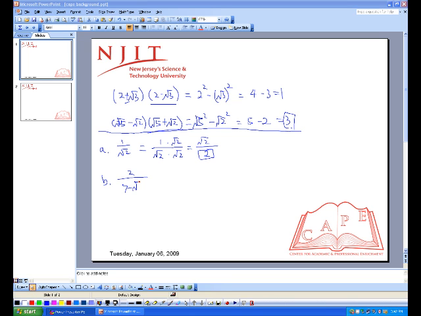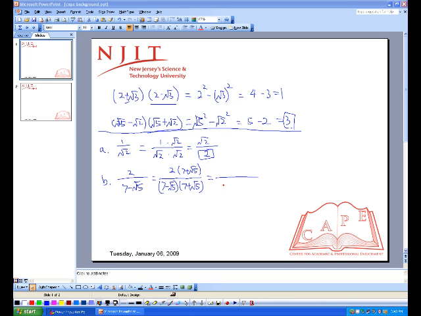7 minus square root of 5. Okay, this is when you have to use the conjugate. So in order to rationalize it, you have to multiply both the top and the bottom by the conjugate of the denominator, which is 7 plus square root of 5, right? We keep the number the same and we just change one sign. It becomes 7 plus square root of 5. So if we multiply that by the denominator, we also have to multiply 7 plus square root of 5 to the numerator.